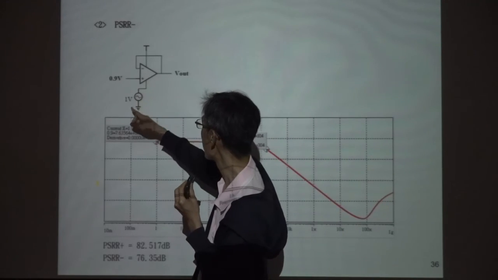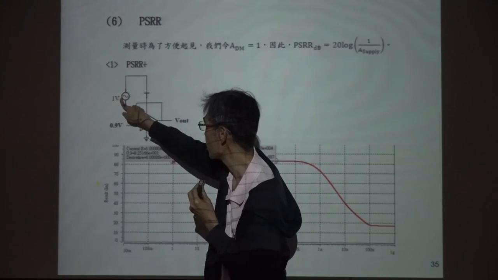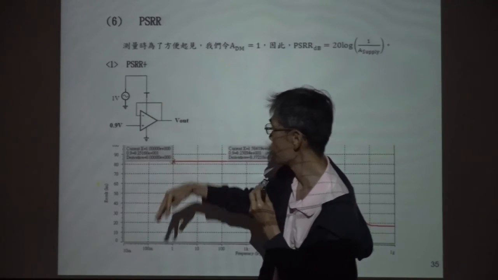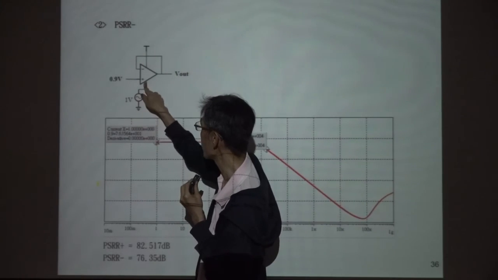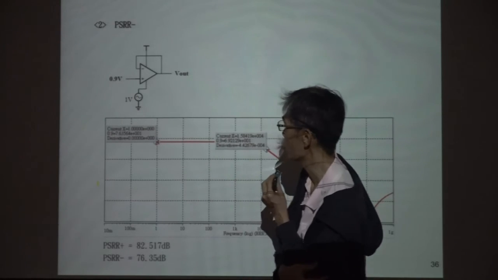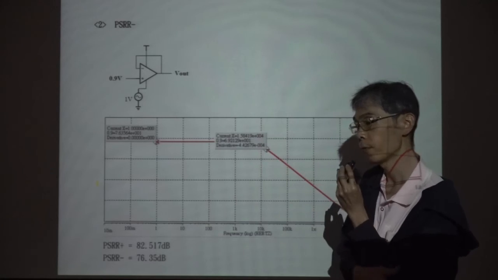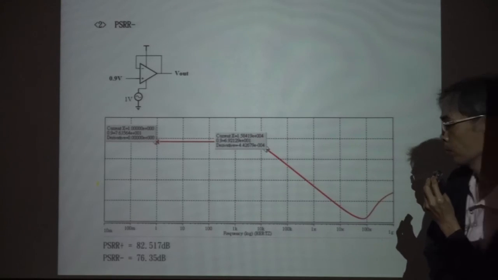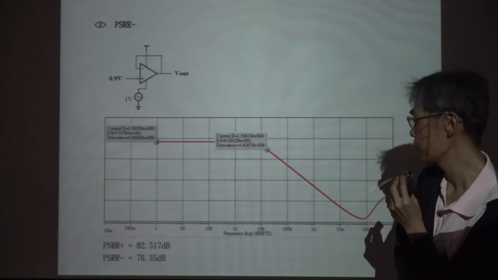See previous. For PSRR plus, we have 1 volt AC here. Next page. For PSRR minus, we have 1 volt AC connected here. We take 0.5 volt as the input, half of the 1.8 volt. Okay, so you need to calculate your PSRR plus and PSRR minus. Next.